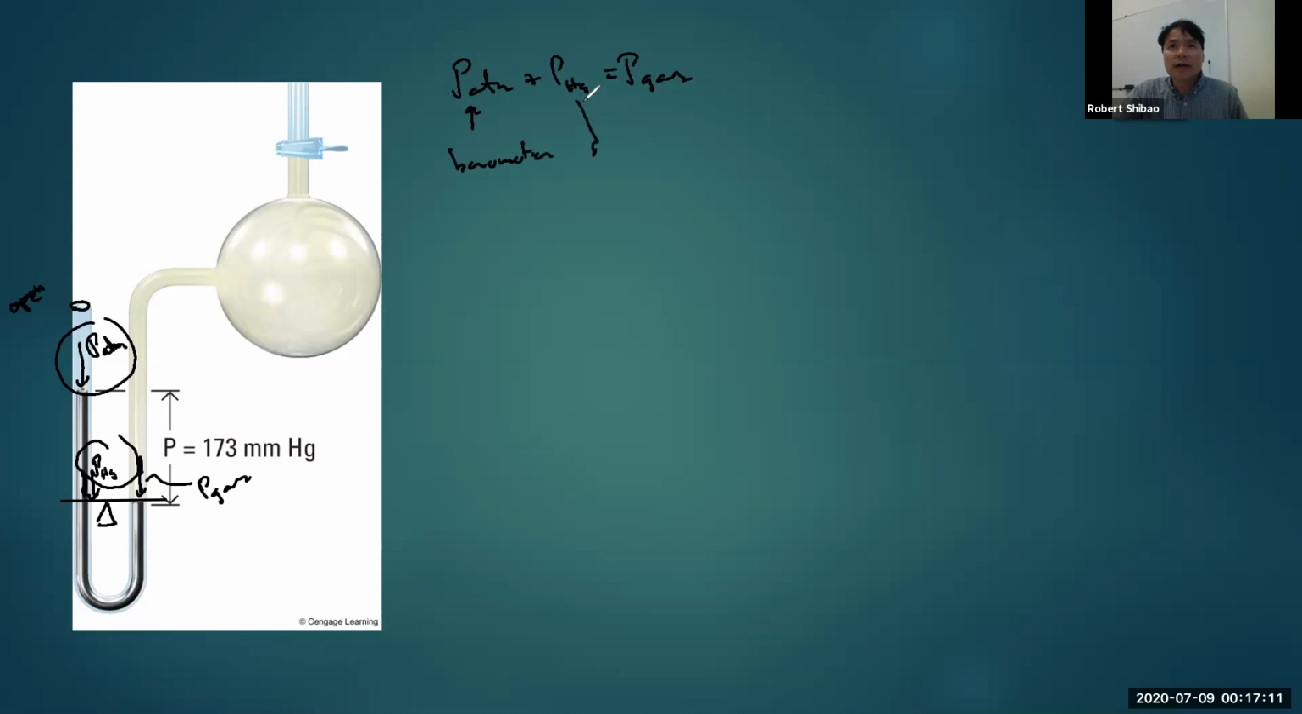The pressure of the mercury I get just by measuring the height. In this case, it's 173 millimeters of Hg. Let's say the barometric pressure today was 760 millimeters of Hg, normal. And so the pressure of the gas must be 1033. So it looks like the pressure of the gas is equal to 1033 millimeters of mercury, if the barometric pressure was 760. Barometric pressure fluctuates a little bit day to day.